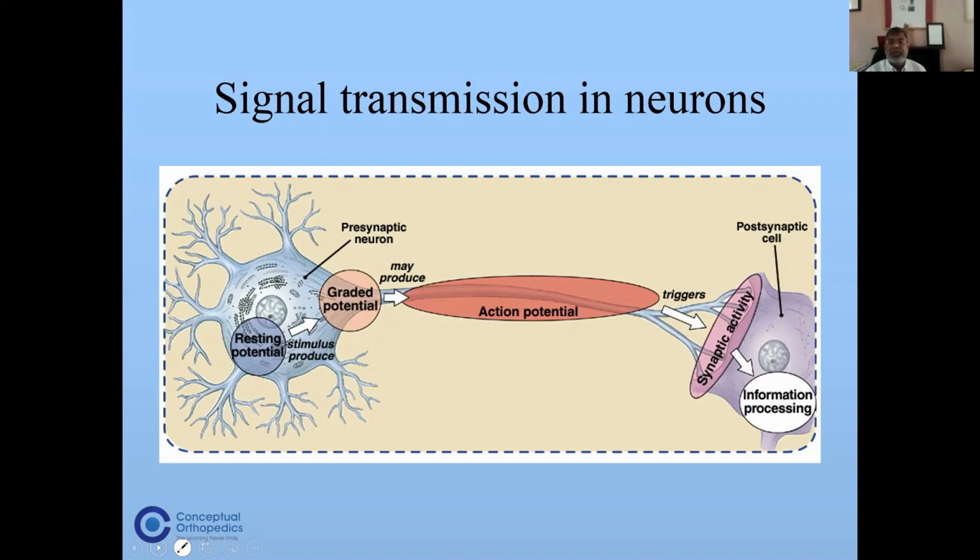Once you disturb a nerve in any form, normally we talk about three main forms: chemically, electrically, or mechanically, it will disturb that resting potential, and that disturbance is called changing that potential to a graded potential. Once that graded potential reaches a threshold, it will generate an action potential, and that action potential then goes down the axon till it reaches the neuromuscular junction.